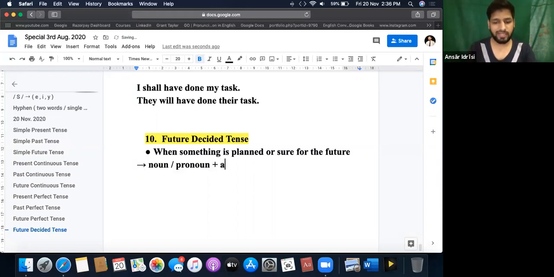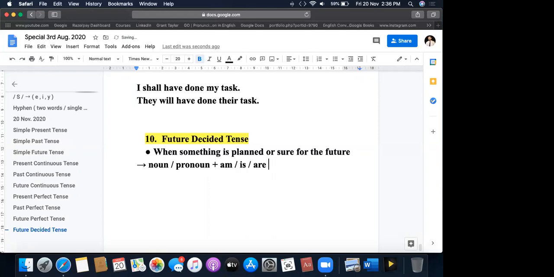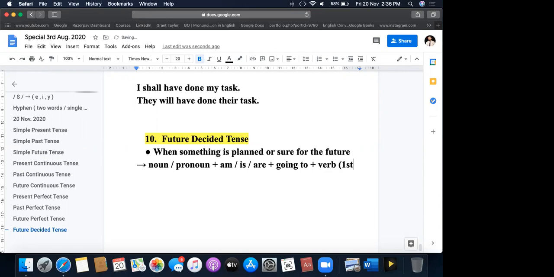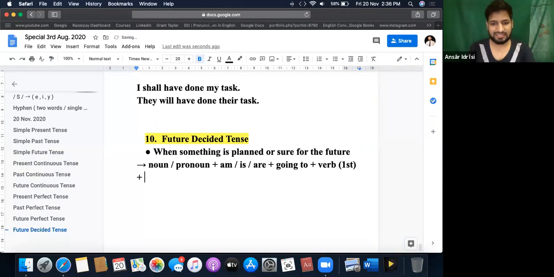Plus am, is, are plus going to. This is the main thing of it. Plus verb first form because it is about what? Future. Plus most important time period to understand.